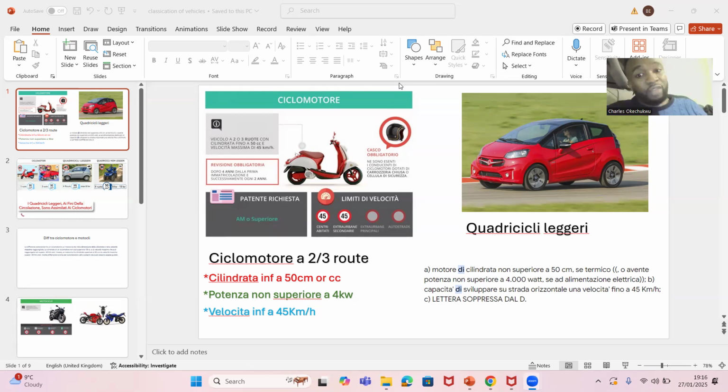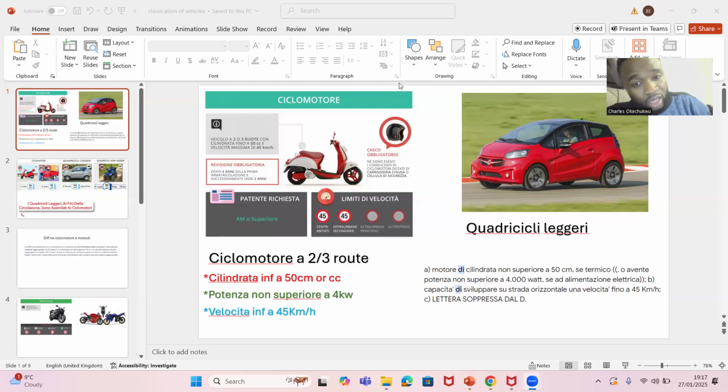Their speed is inferior to 45 km/h. Now, guys, let us continue. Concerning qualifiche leggeri, there are some qualifiche leggeri whose horsepower is bigger than 4 kilowatts. Most of them arrive to 4 kilowatts. Some of them arrive up to 6 kilowatts. This is the only difference between qualifiche leggeri and ciclomotore a 2 o 3 ruote.